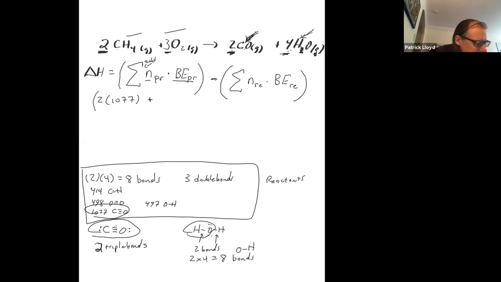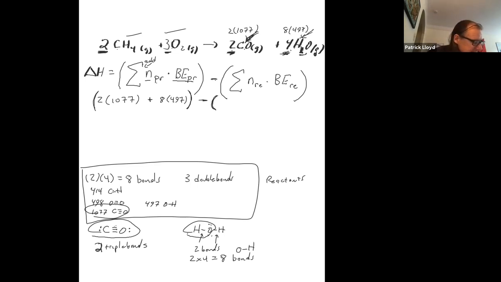So the second product is H2O. The H2O has the OH bond, but how many were there? There were 8. So 8 times 497. Now I'm going to close that parentheses out. Those are the products, right? So remember, each one was 1077, and there were 2 of them, and then there were 8 of these 497s. Why 8? Because you have 4 times 2. Now we're going to subtract the sum of the reactants. Remember, you do products minus reactants.